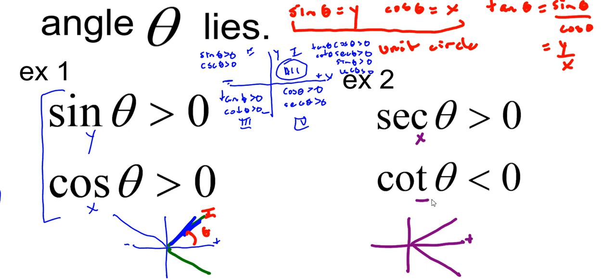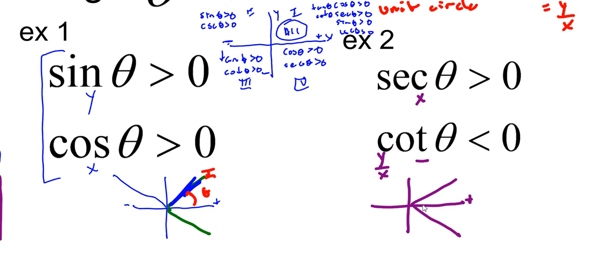Cotangent is negative, it's less than 0. And what is cotangent? Well, that's going to be y over x. Well, since x is positive, that means y would have to be negative. Well, y is negative, so that's going to be in the third and the fourth quadrant. Where do we have overlap again? There is overlap in the fourth quadrant.